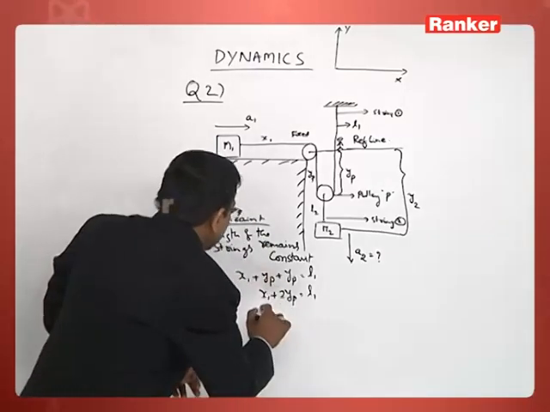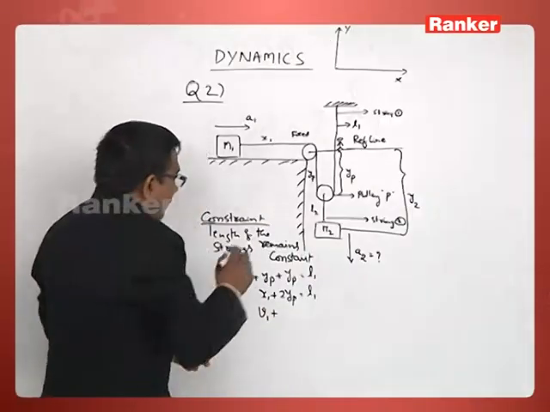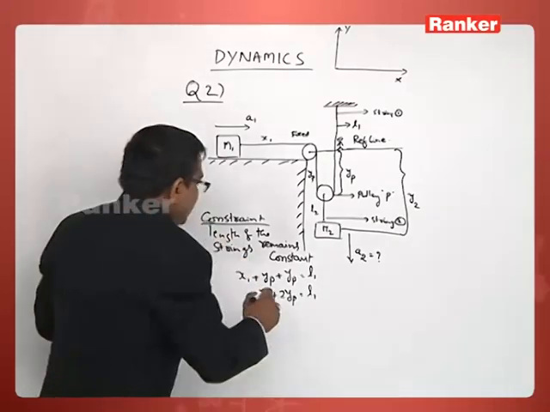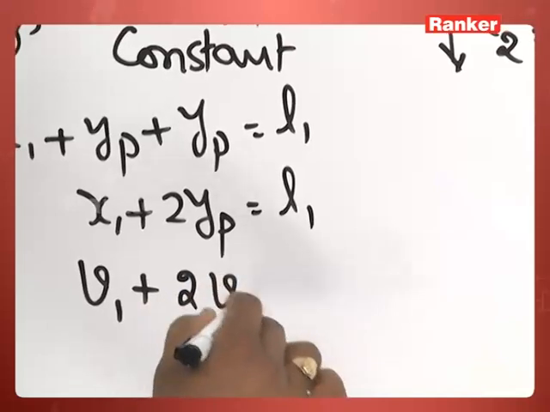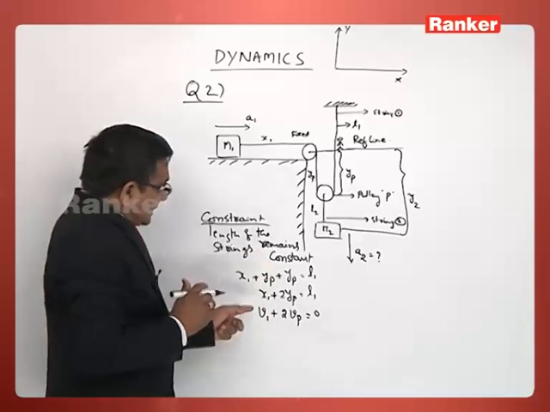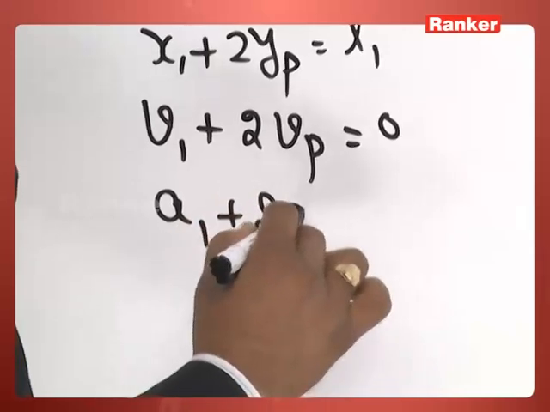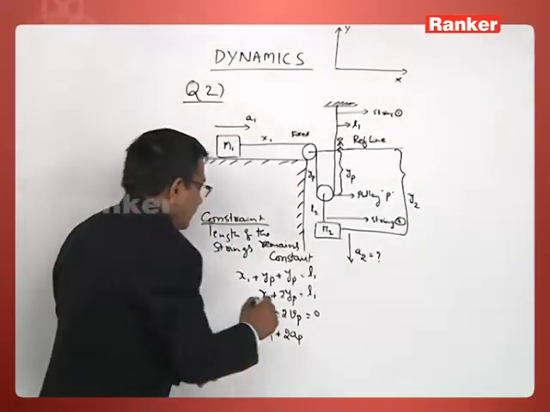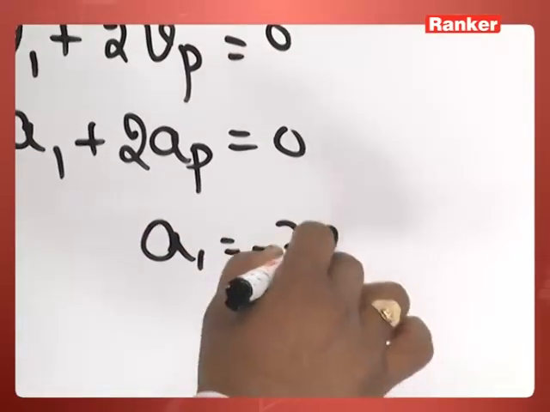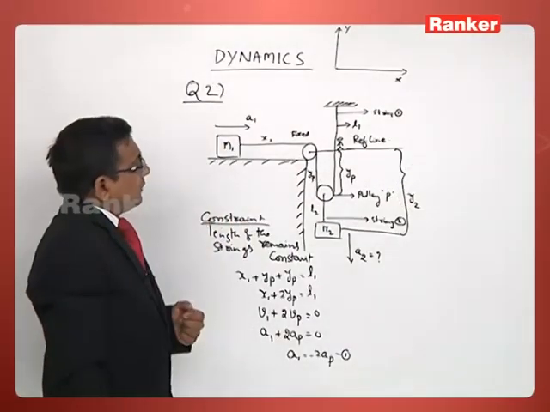Therefore, to get velocity and acceleration, let us differentiate with respect to t. We know velocity is dx by dt. So this is the velocity of this body and this is the velocity of the pulley. As L1 is constant, it will be 0. Again, to get acceleration, you differentiate a second time. This will be a1 plus 2ap, where ap is the acceleration of the pulley. Therefore, I can write a1 is equal to minus 2ap. This is equation 1 that you get from the constraint of the first string.